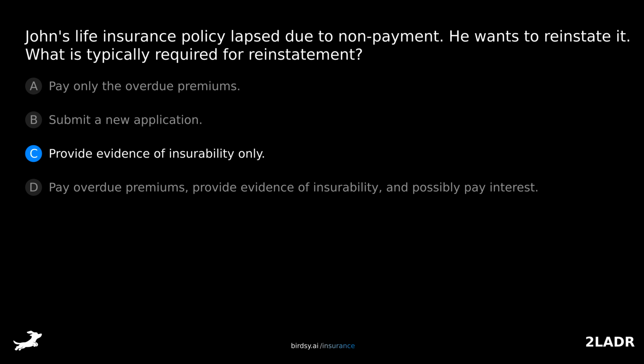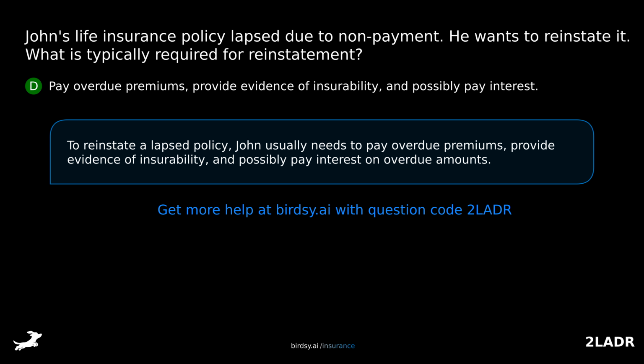C, provide evidence of insurability only? Or D, pay overdue premiums, provide evidence of insurability, and possibly pay interest? The answer is D, pay overdue premiums, provide evidence of insurability, and possibly pay interest. To reinstate a lapsed policy, John usually needs to pay overdue premiums, provide evidence of insurability, and possibly pay interest on overdue amounts.